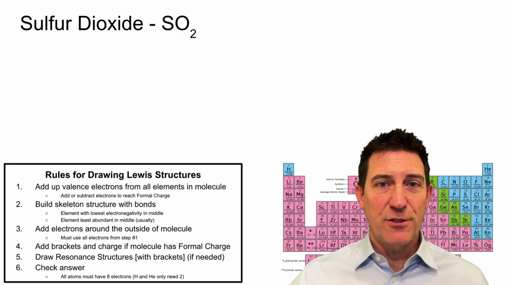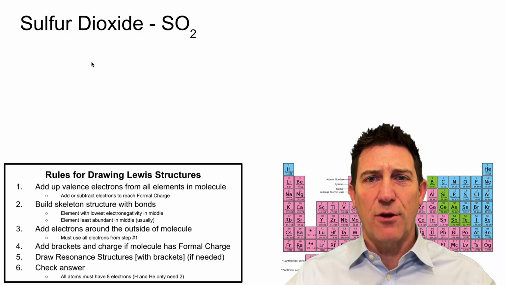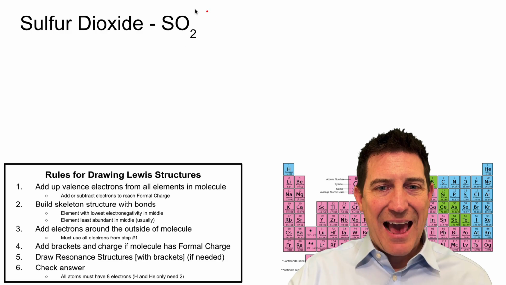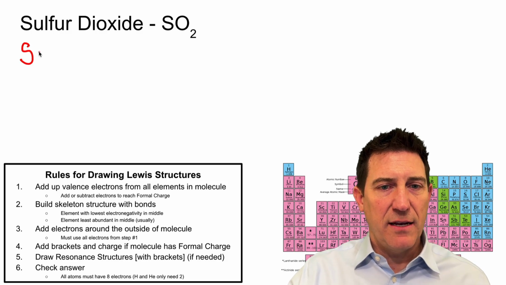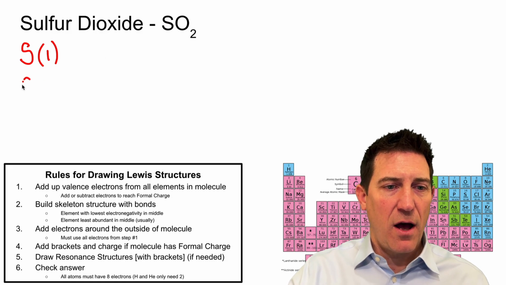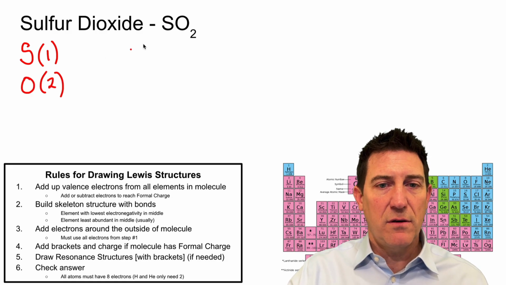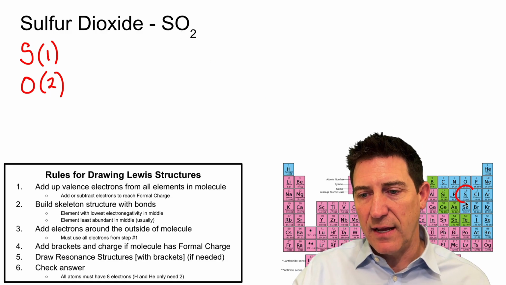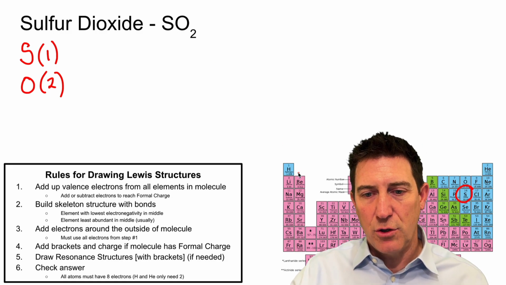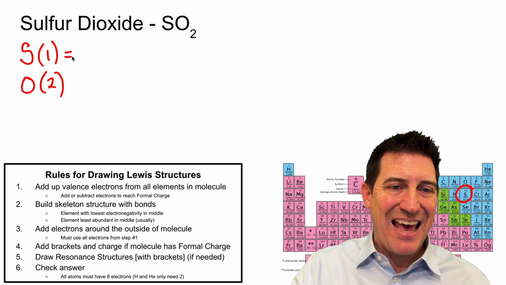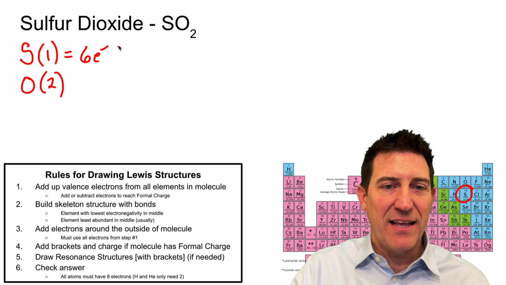The best way to learn is to do examples together. Let's start with sulfur dioxide. I'm going to go through all of my steps. The first one is to add up how many valence electrons I need in my structure. This is sulfur. I have 1 sulfur. Oxygen, 2 oxygen. You can see them right here. I find sulfur over here on the periodic table. It's in group 1, 2, 3, 4, 5, 6, 6A, which means it has 6 valence electrons.